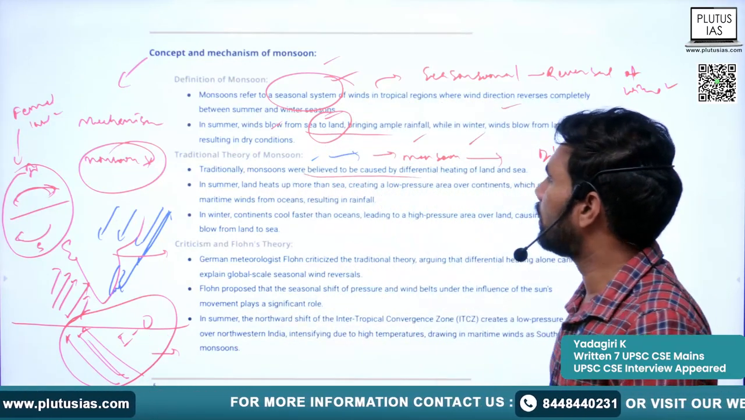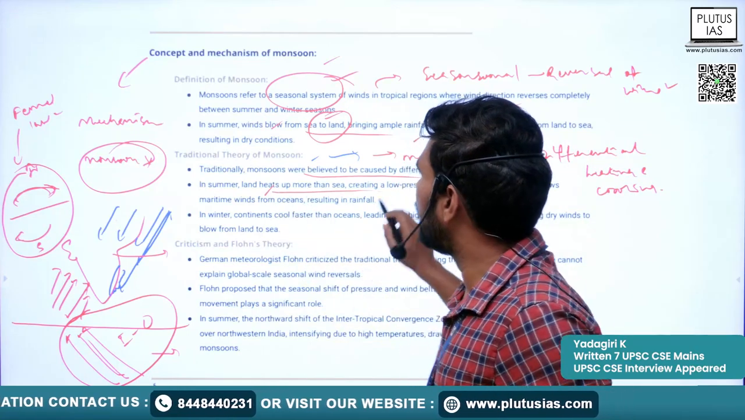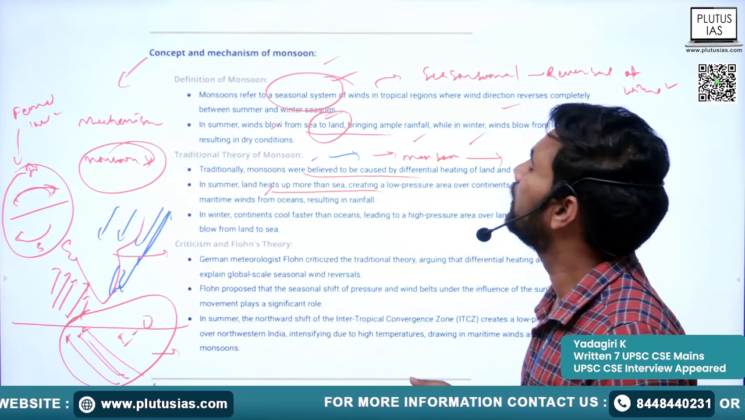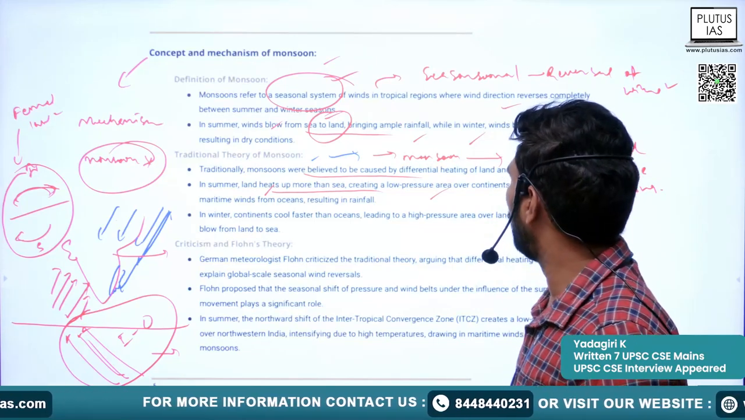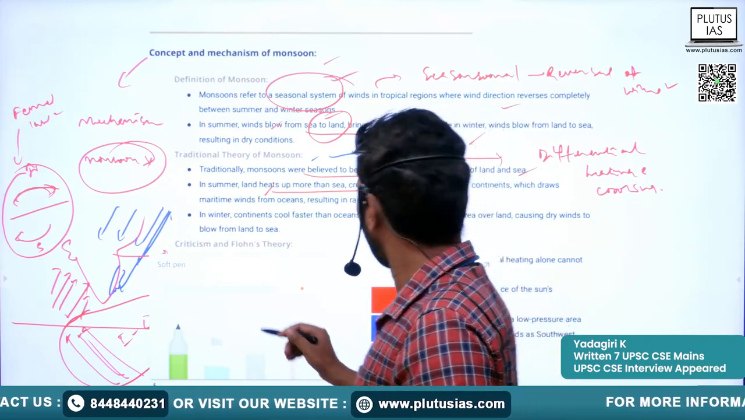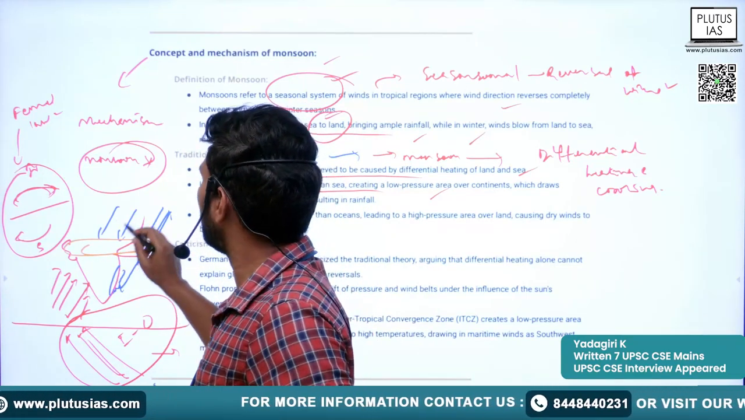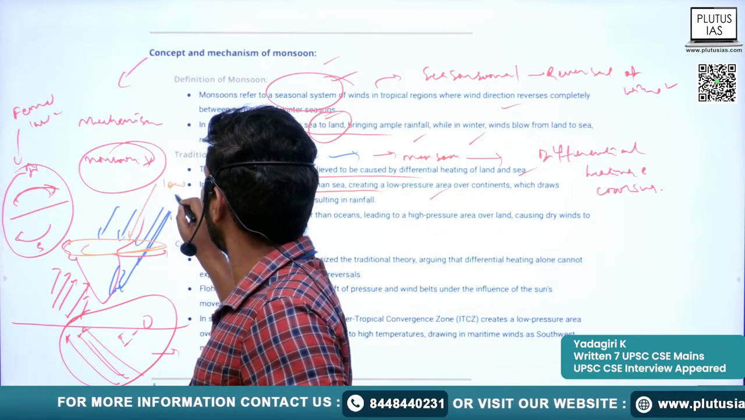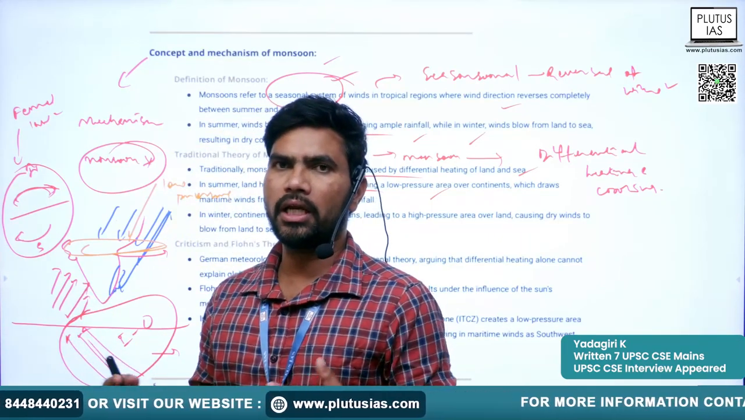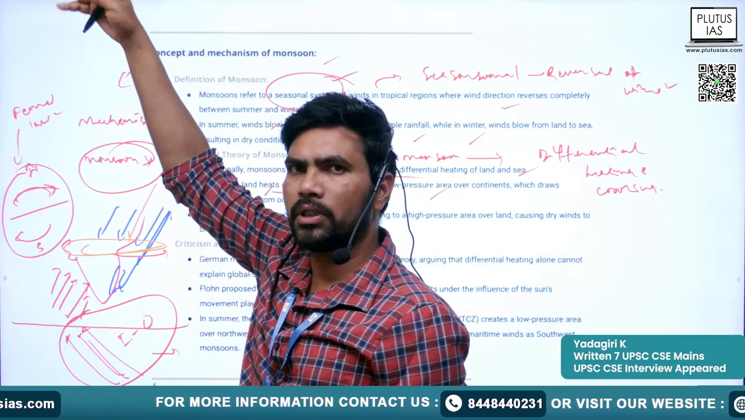So traditionally, the monsoons were believed to be caused by differential heating of land and sea. So in summer, the land heats up more than the sea because of this differential rate of heating and cooling, creating a low pressure area over the continents, especially on the Indian subcontinent. Because in summer months, the land heats up quickly, a low pressure condition is created over India. Whenever the heat is more, the air heats up and goes away from that area or escapes into higher altitudes.